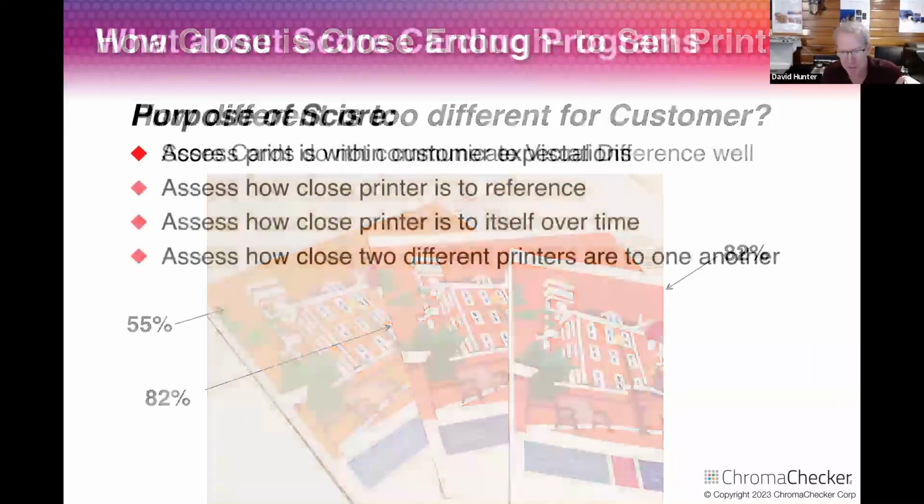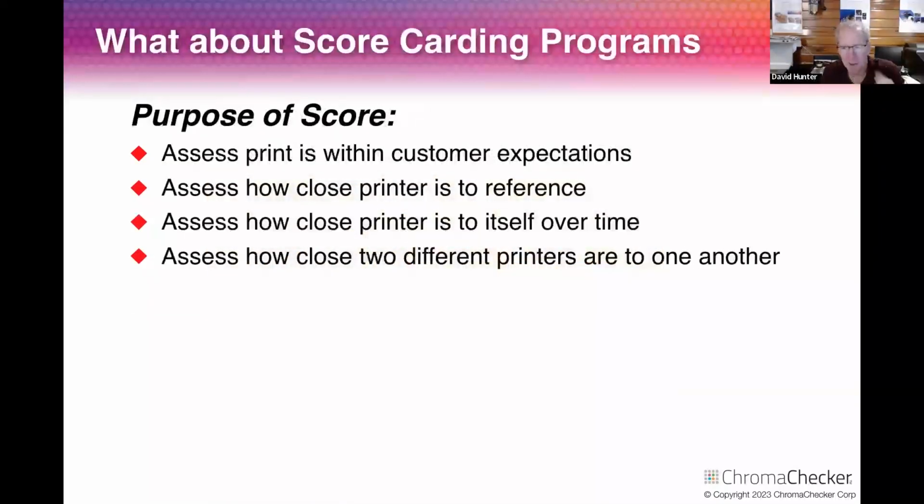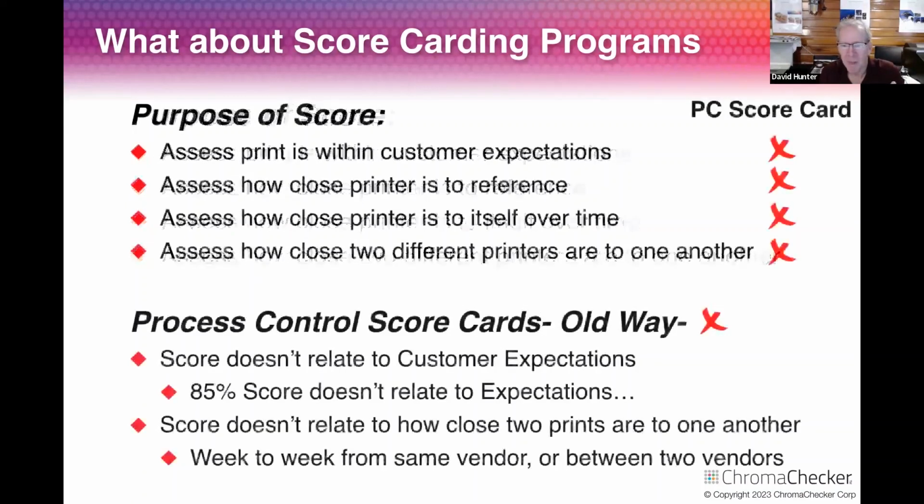But there's some things that scorecards can't do, like they don't assess whether or not the score is within the customer's expectations, because a customer might say, oh yeah, my expectations are an 80. What's an 80% score? And an 80 is not always an 80, so it doesn't work. Also, how close is the printer hitting to the reference via score? Scorecard doesn't do that. How close is one printer to itself over time? Scorecard doesn't do that. How close are two printers from one another? Scorecard doesn't do that.